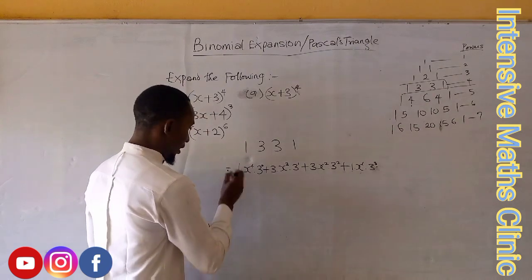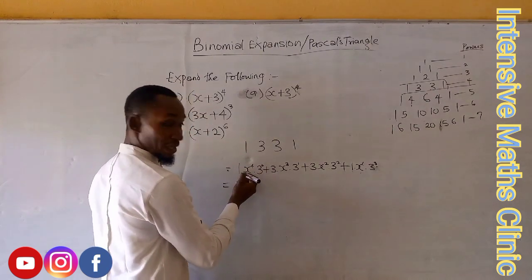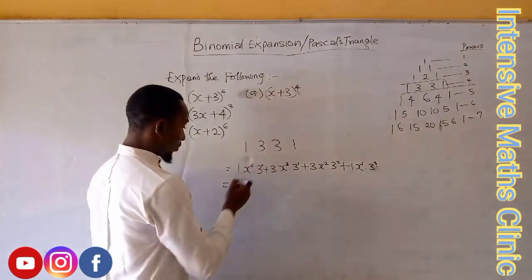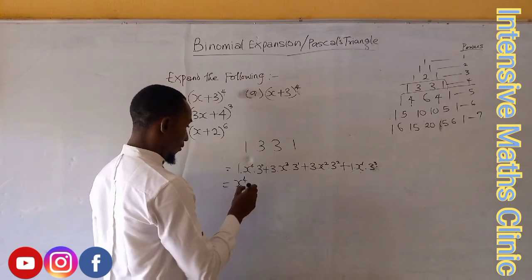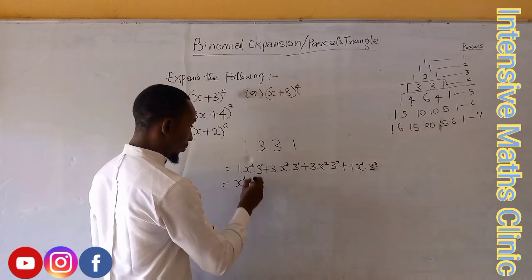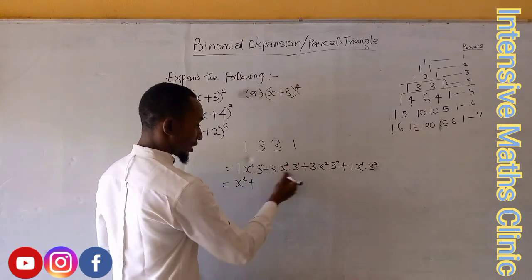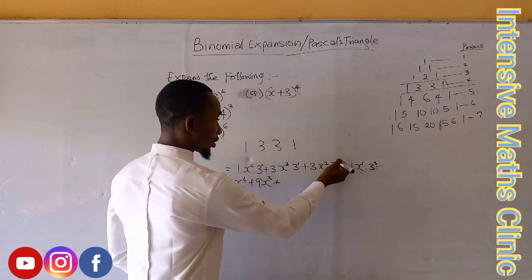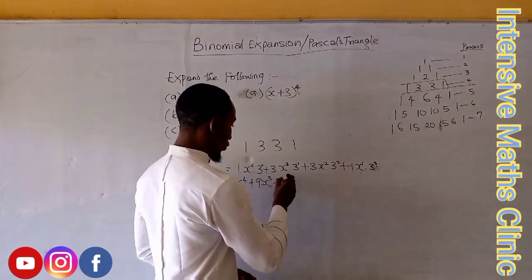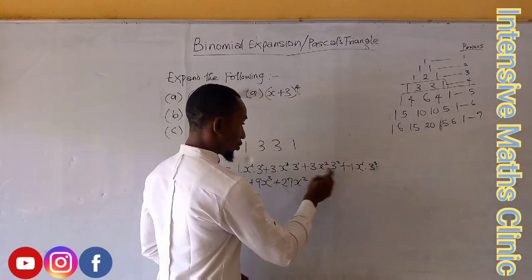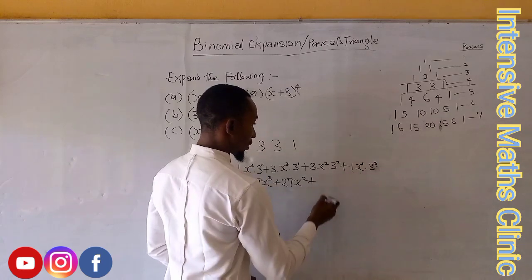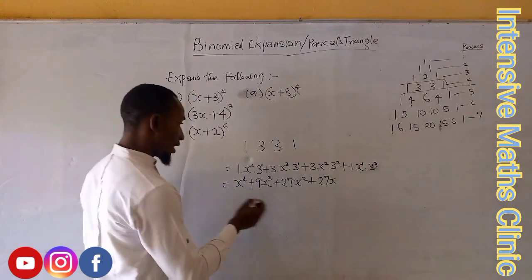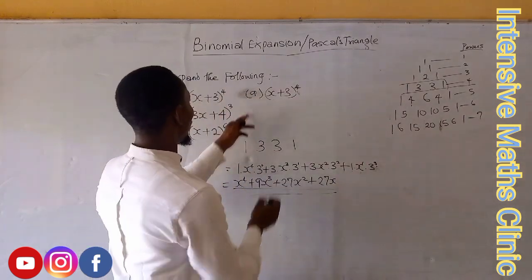So what we do here is, 3 raised to the power of 0 is 1, and 1 times 1 is 1, multiplied by x raised to the power of 4. So the first term is x to the power of 4. Plus, 3 raised to the power of 1 is 3, and 3 times 3 is 9, multiplied by x cubed. Plus, 3 raised to the power of 2 is 9, and 9 times 3 is 27, times x squared. Plus 1 times 3 raised to the power of 3 is 27, and 27 times 1 is 27, multiplied by x. So if you look at this expansion, this is the solution to this problem.